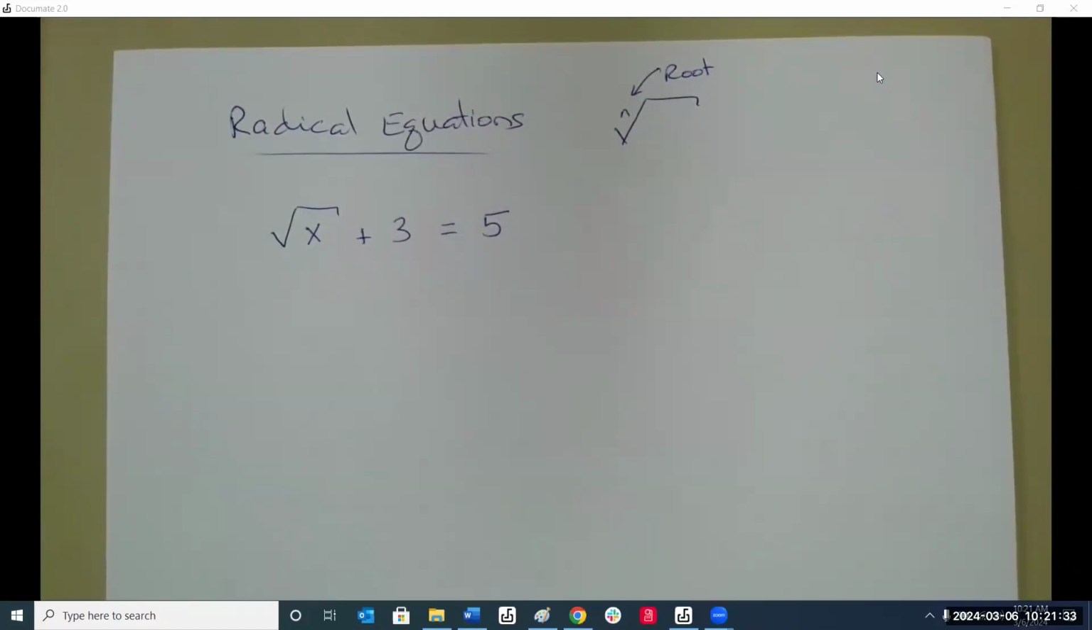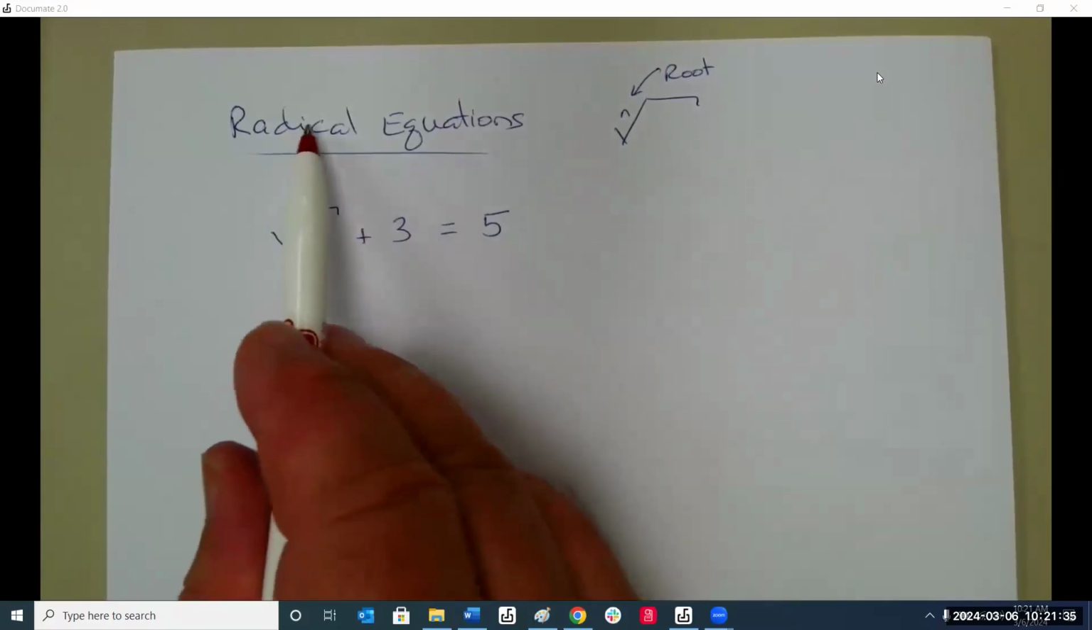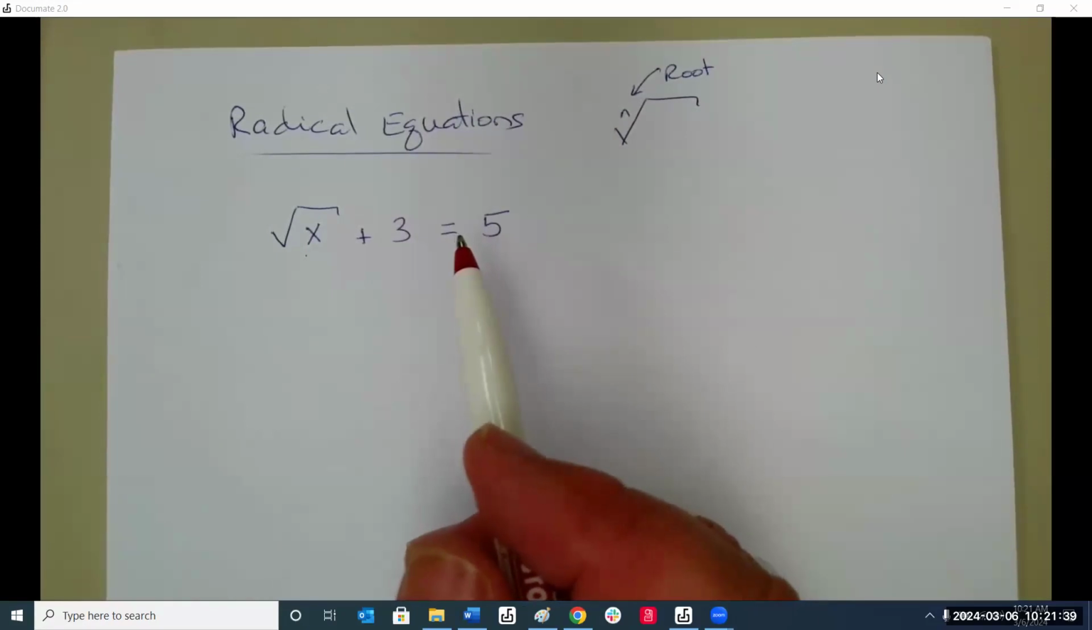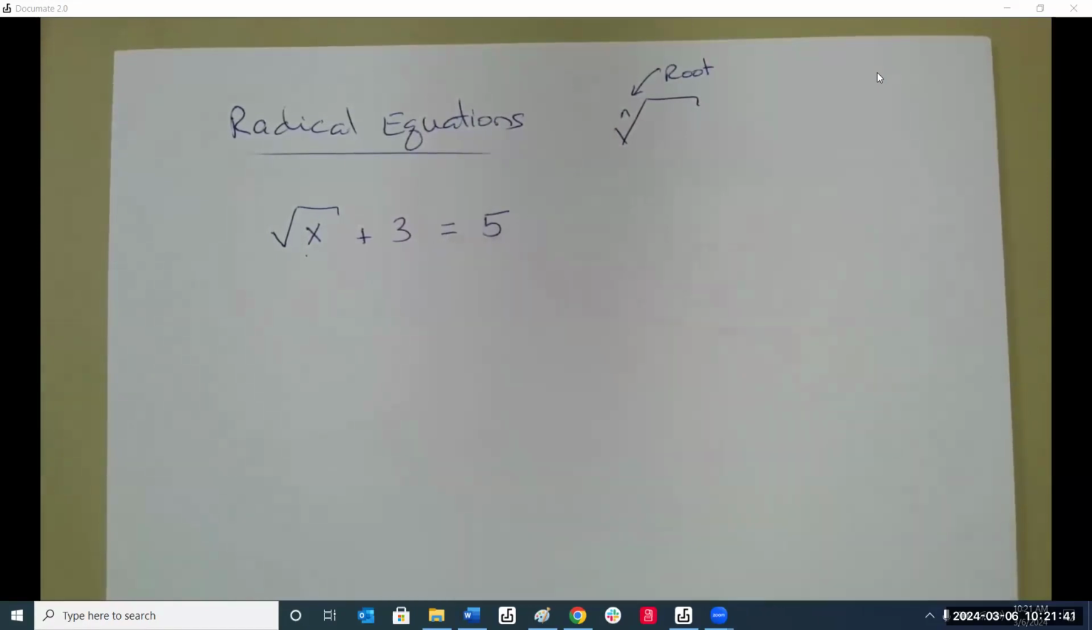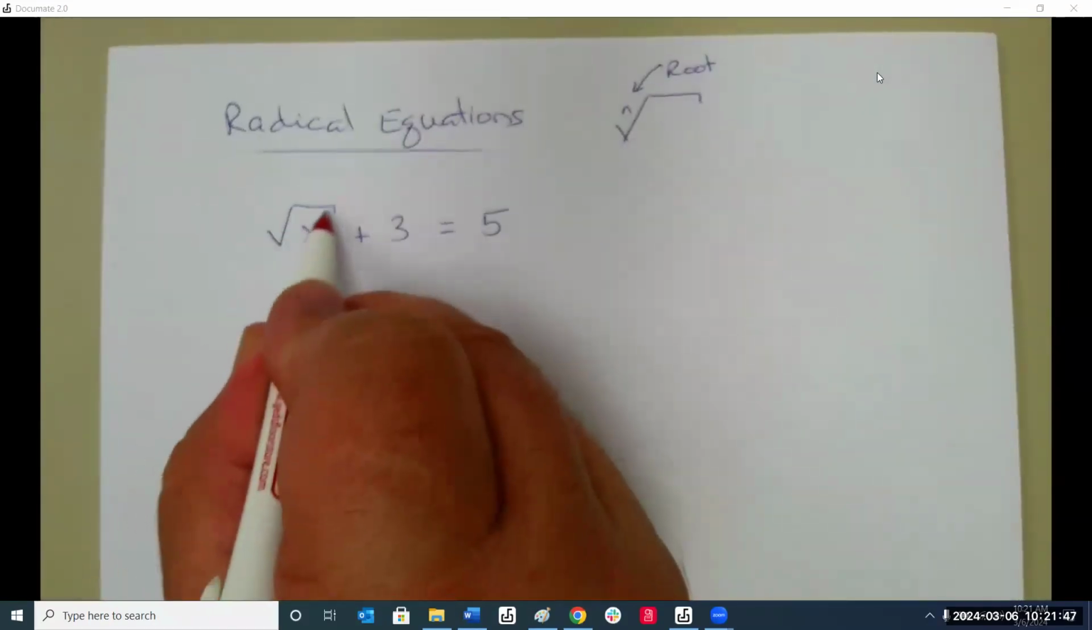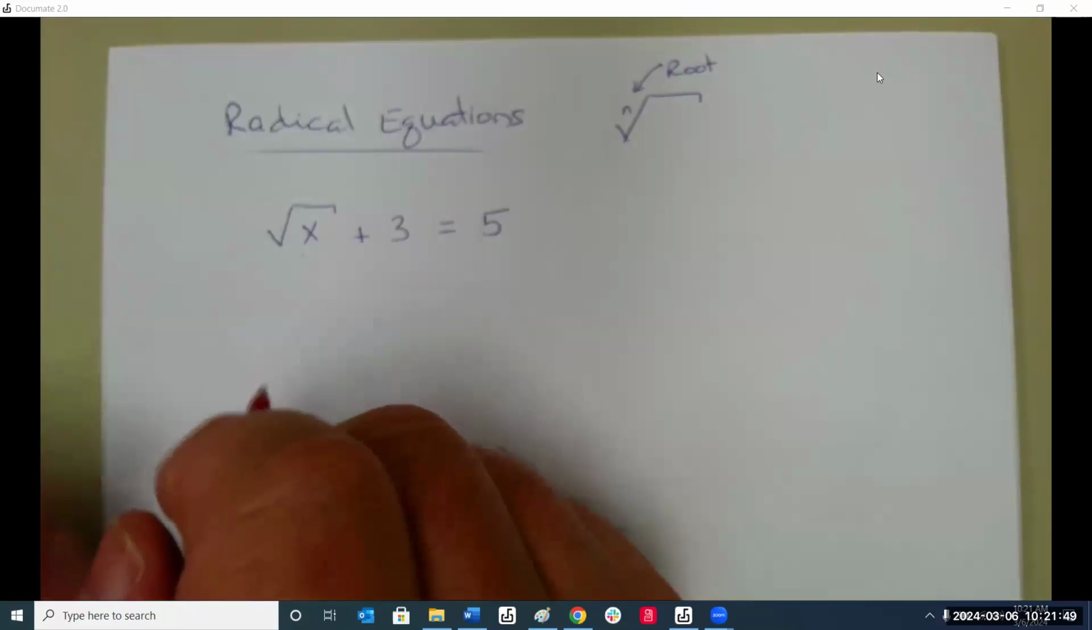So if you have a radical in your equation, what do you think we do first? Separate radicals on one side, non-radicals on the other. So we have to slowly peel out everything, so it's only remaining this. So what do we get rid of first?